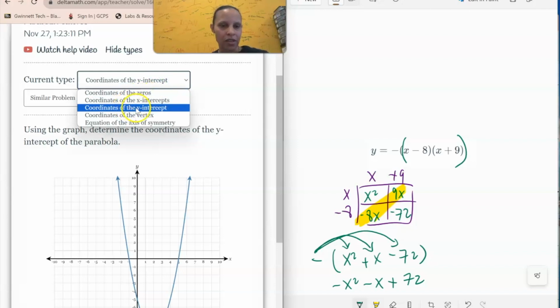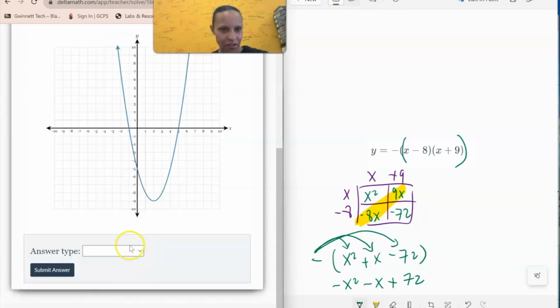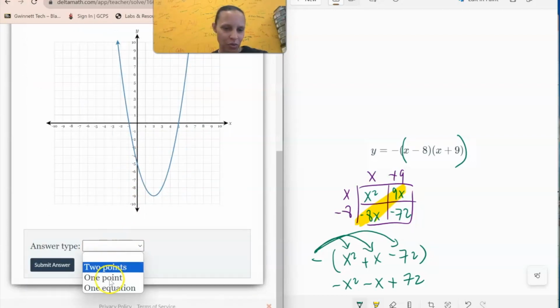All right, what is your y-intercept? Where does it cross over the y-axis? So here's the y-axis. Where does it intersect with the y-axis? At -5. All right, so when you put in your answer type, you have a choice right here. You can say, is it 2 points? No, because it's just crossing at -5, right? Is it 1 point? Yes, you could write this as a point. Or is it one equation?